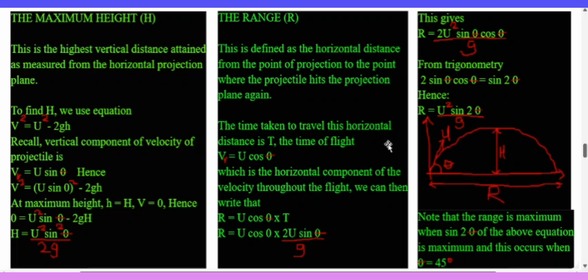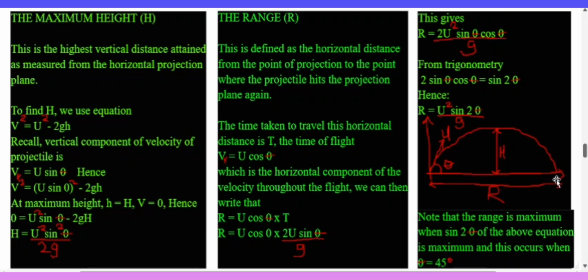Okay, so the horizontal distance from the point of projection, this is the point of projection where the object is thrown at an angle to the horizontal, to where the projectile hits the projection plane again. Don't forget, this is the projection plane. So the distance between here and here is our range.